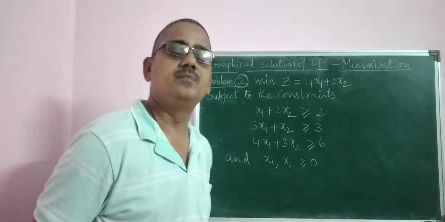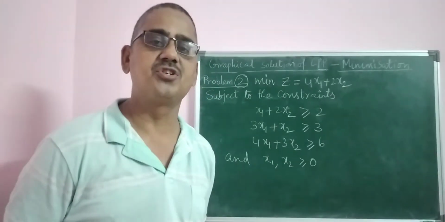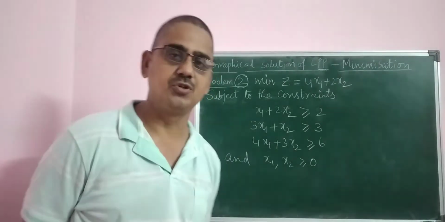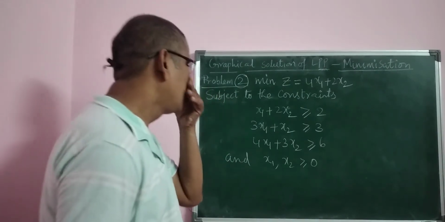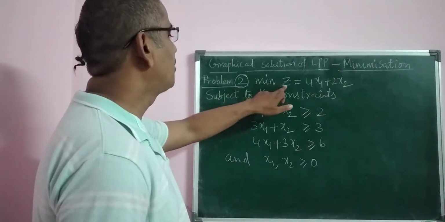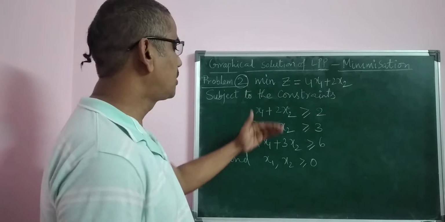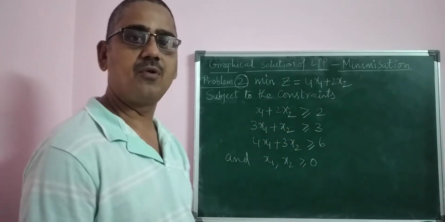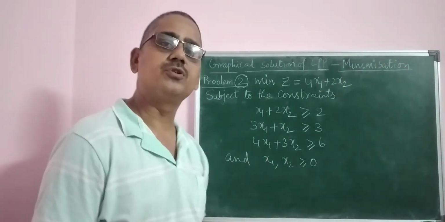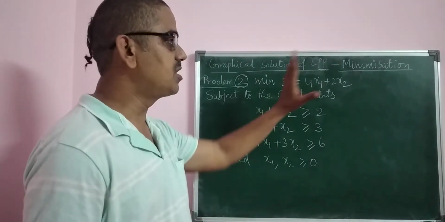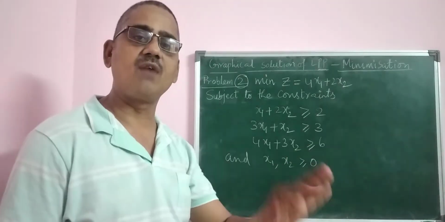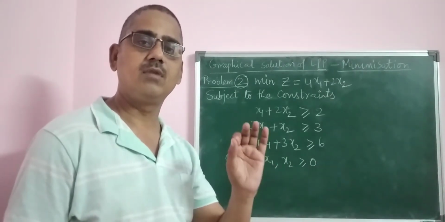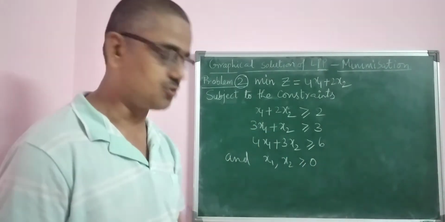Now we discuss one more problem on minimization of graphical solution of a linear programming problem. You see, this is the problem. Problem number 2. Minimization of z is equal to 4x1 plus 2x2. These are the three constraints, all of greater than or equal to, and x1, x2 greater than or equal to 0. This is the minimization problem. You have to solve this linear programming problem graphically, by using the graphical method.